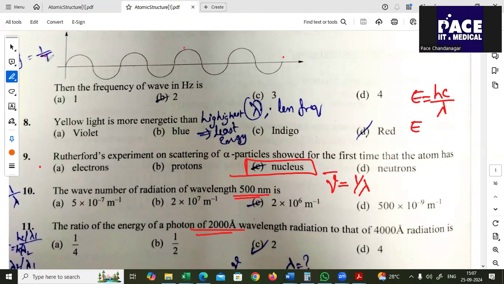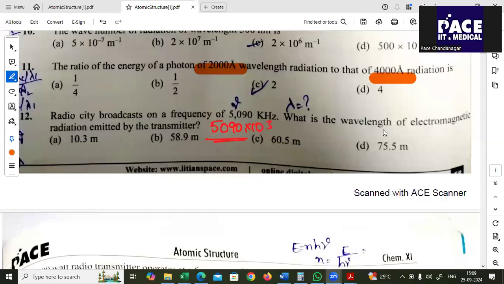Then moving on with the next question. So here, I think this is ratio only, right? hc by lambda 1 by hc by lambda 2, which is lambda 2 by lambda 1, which gives you the answer there, 4000 by 2000.